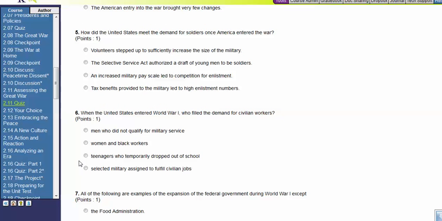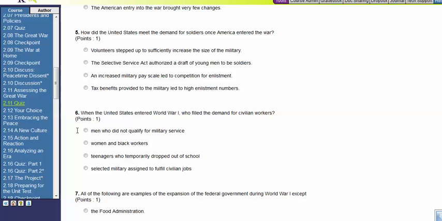Number 5, how did the United States meet the demand for soldiers once America entered the war? Volunteers stepped up to sufficiently increase the size of the military. The Selective Service Act authorized a draft of young men to be soldiers. An increased military pay scale led to competition for enlistment, or tax benefits provided to the military led to high enlistment numbers.